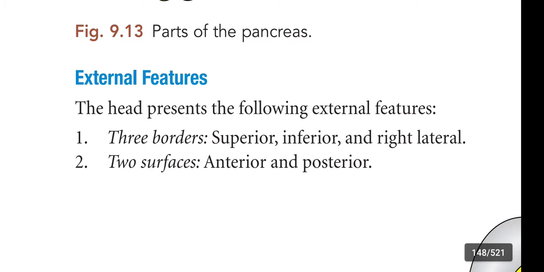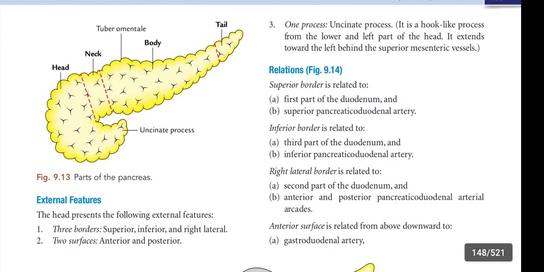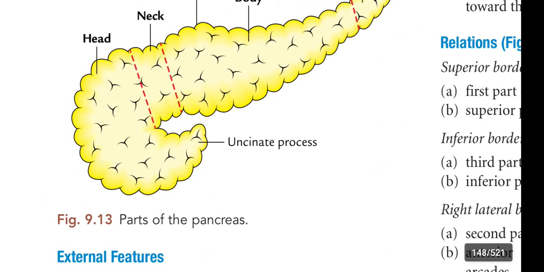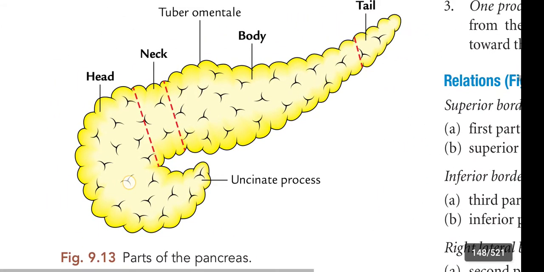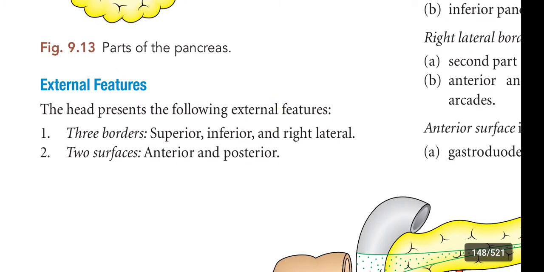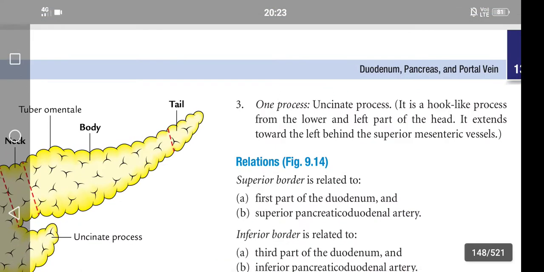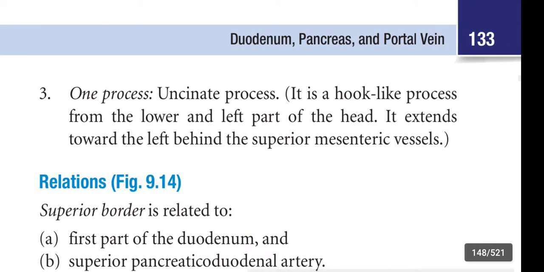Once again, 3 borders are present: superior, inferior and right lateral. Remember, guys, right lateral. This is the right lateral. Superior, inferior, right lateral. And it has 2 surfaces, anterior and posterior.